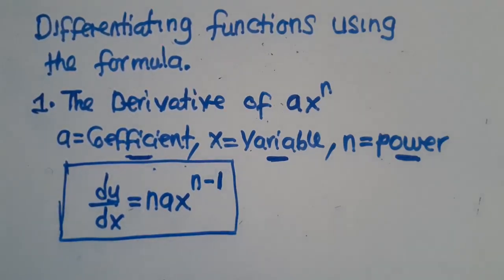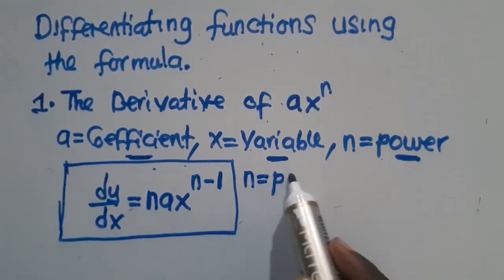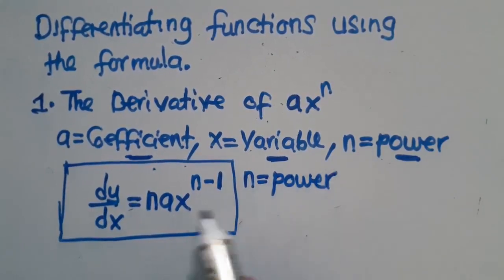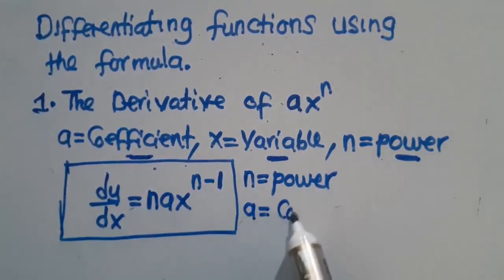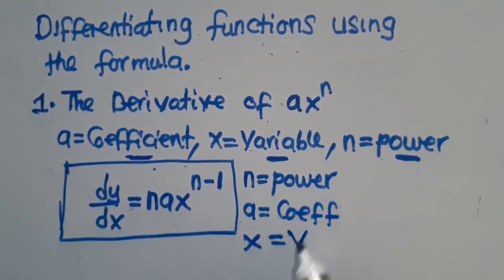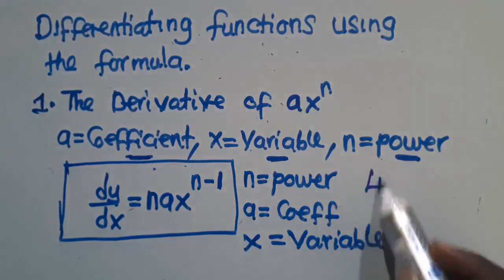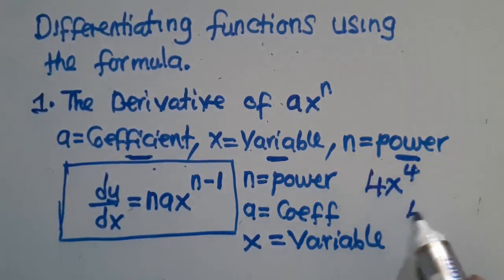The same thing, n there is the power. A is the coefficient. X is the variable. Any function that will look like those examples that I gave you, any function that will look like 4x to the power 4, 4 over x, it is this formula that should be applied.